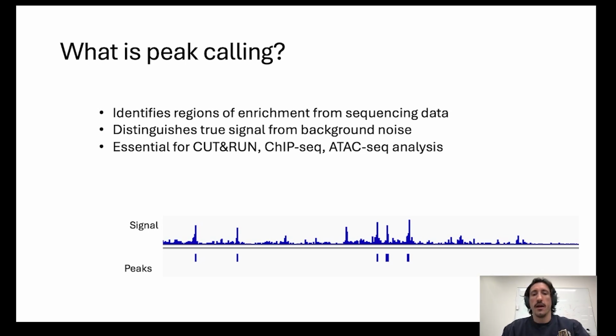These enriched regions, which are called peaks, represent the actual binding sites or regions of chromatin accessibility if you're looking at ATAC-seq data. And so on the bottom here, I'm just showing a track of our bigwig files, and here are the peaks that SEACR called on these particular bigwig files.